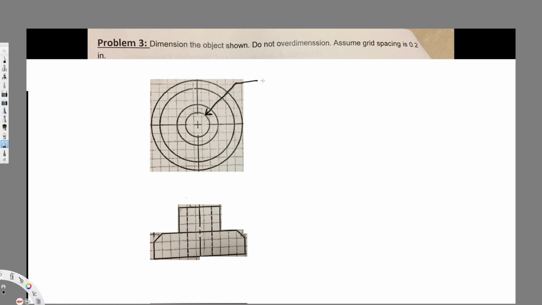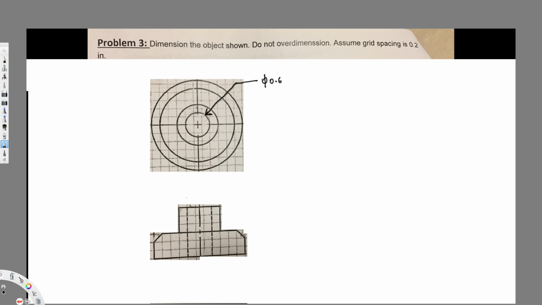So it's going to be 5, and they are saying the grid spacing is 0.2 inch. So one grid is 0.2 inch. We have 2 point, so it's almost 3 grids. So 0.2 times 3 is going to be 0.6 inch, and we shouldn't put inch or any other units. That's the rule.